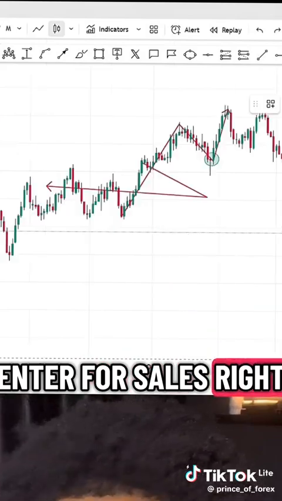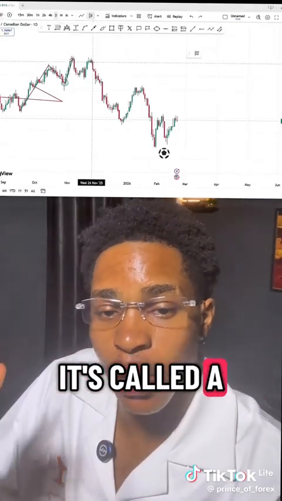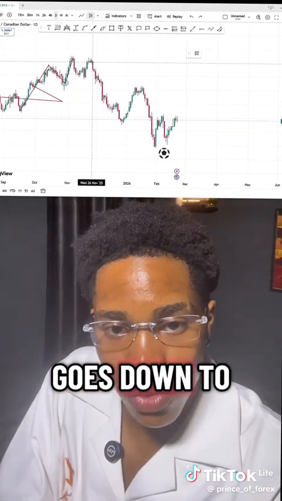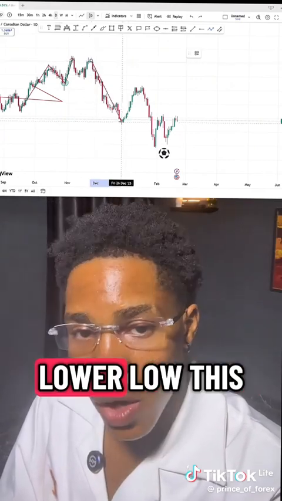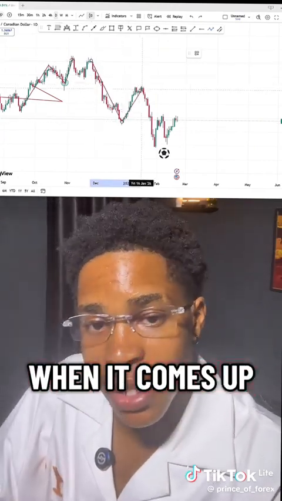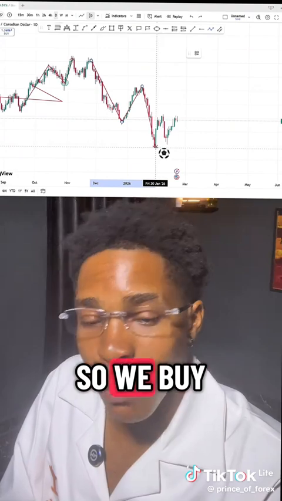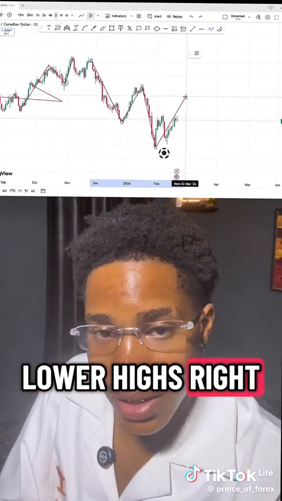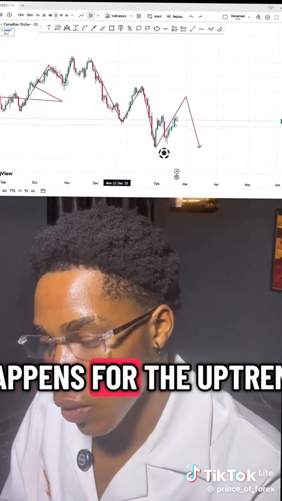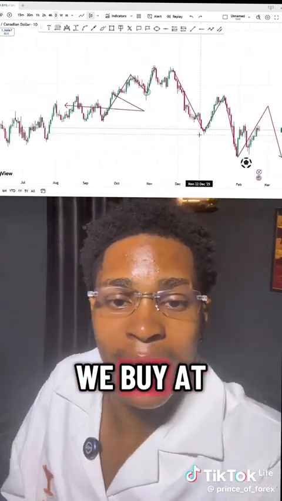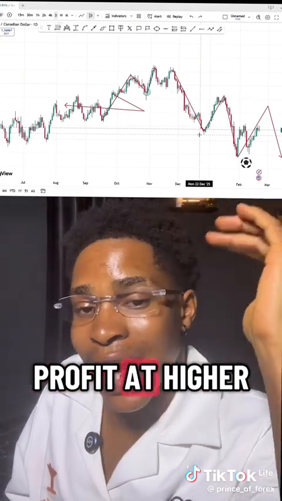So now, whenever the ball comes up, it's called a lower high, and when it goes down to the next step, it's called a lower low. For example, here, this is a lower low. When it comes up, it's a lower high, and then when it goes down, it is a lower low. So we sell at lower highs, and then we take our profit at lower lows. Same thing happens for the uptrend. We buy at higher lows, and then we take our profits at higher highs.